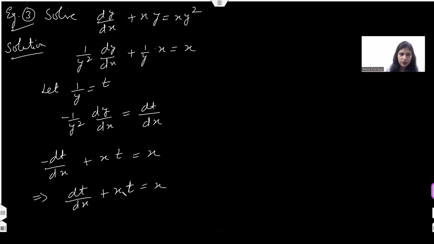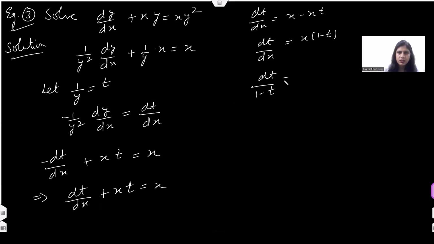Now we have two methods to solve it. Either we can use the variable separable method, or we can solve it by the standard procedure of linear differential equation. You can do it any way you like. Let me try it with the variable separable method. Here dt by dx could be x minus xt, or we can say x times 1 minus t, because in this question the variable separable technique is also possible, so I am making use of that.